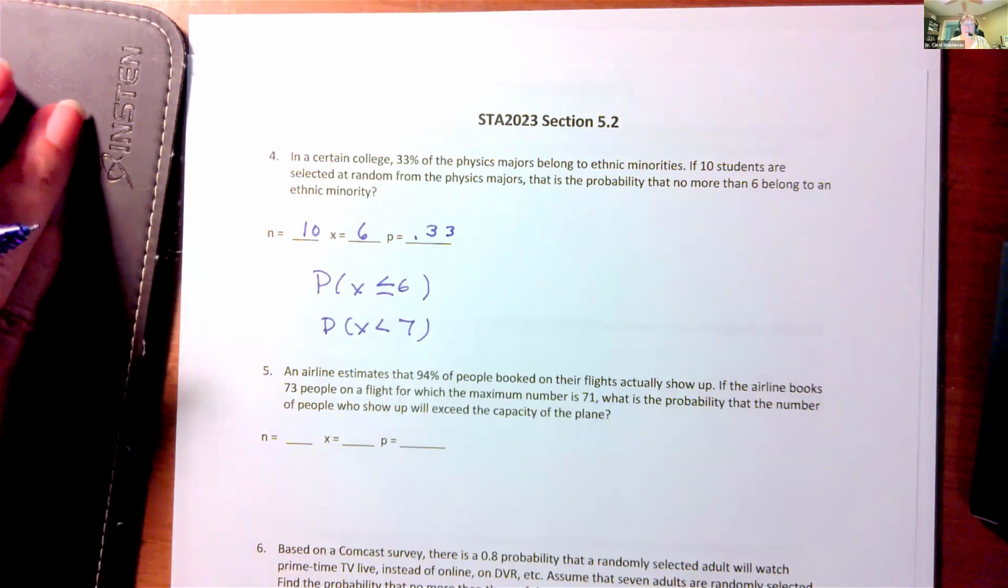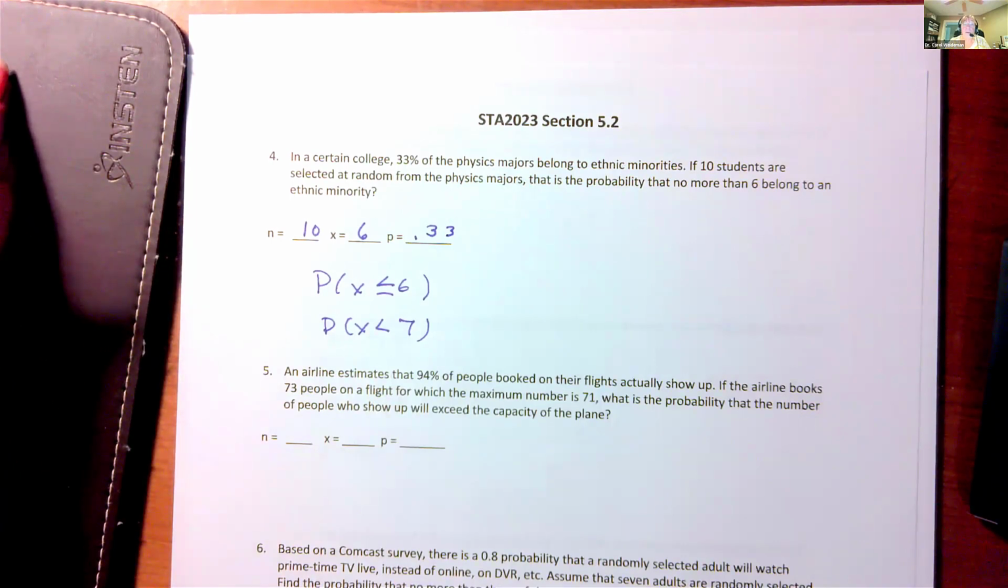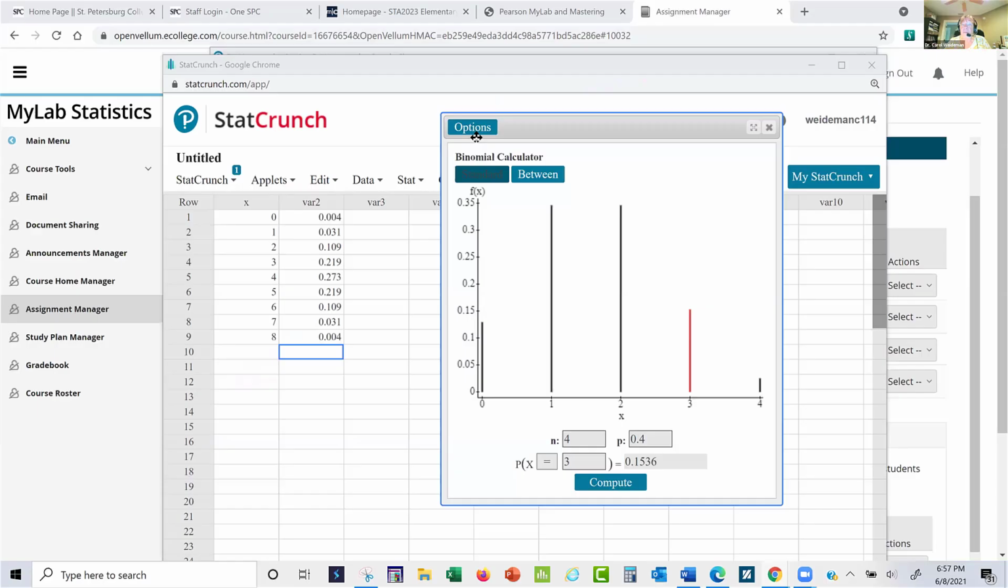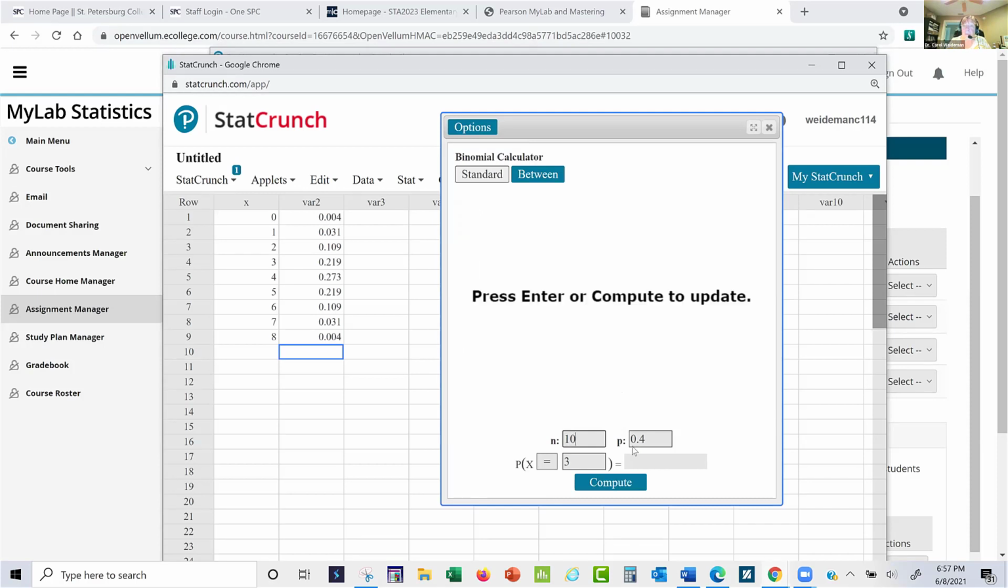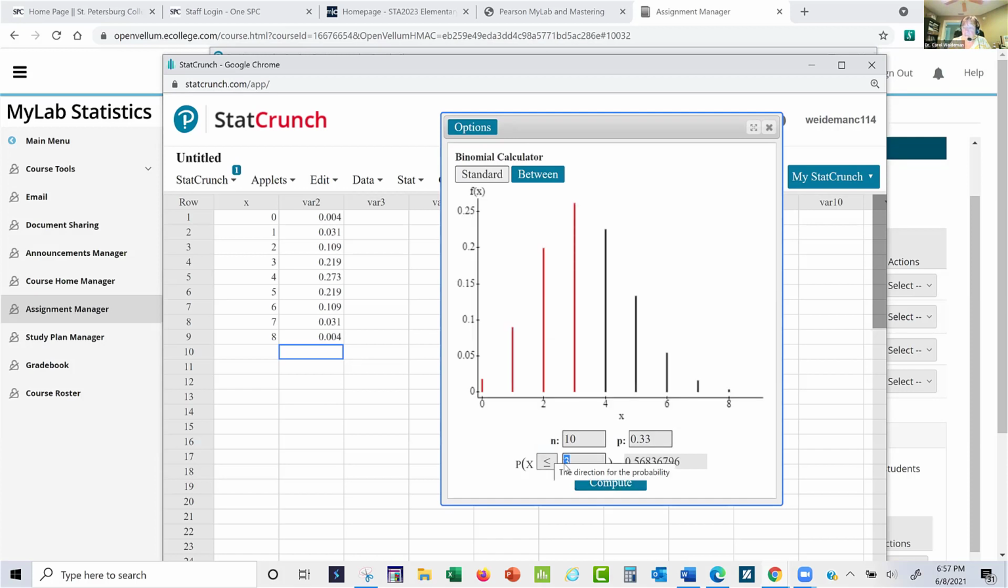Okay, so let's flip back over. I wish I could show the tool at the same time, but unfortunately I can't do that. So I'm just going to keep using the same tool because I don't have to change it. I'm going to put in my n, which was 10. My probability of success was 0.33. Now I want less than or equal to 6 and compute. There's my probability, 0.9815. Usually I think they ask you for 4 decimals on your homework problems. 0.9815. Okay, go to the next one on the worksheet.